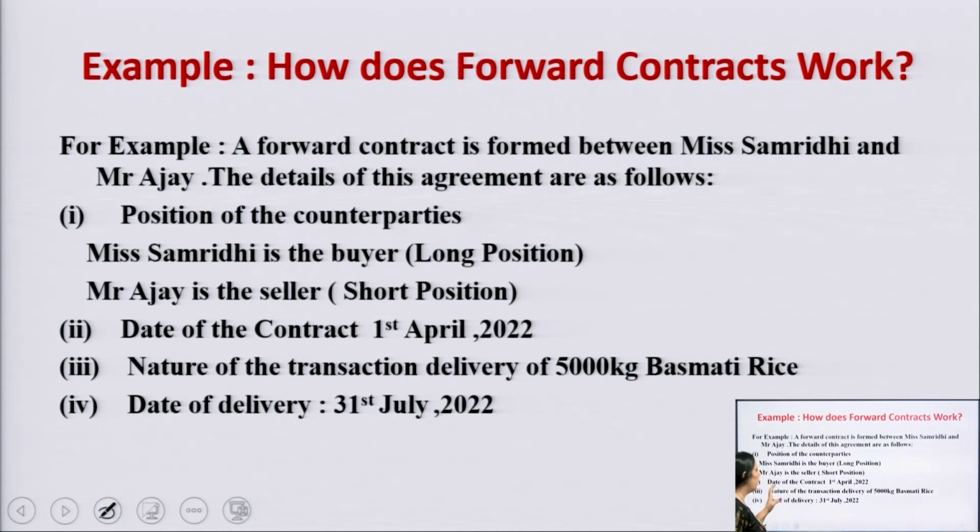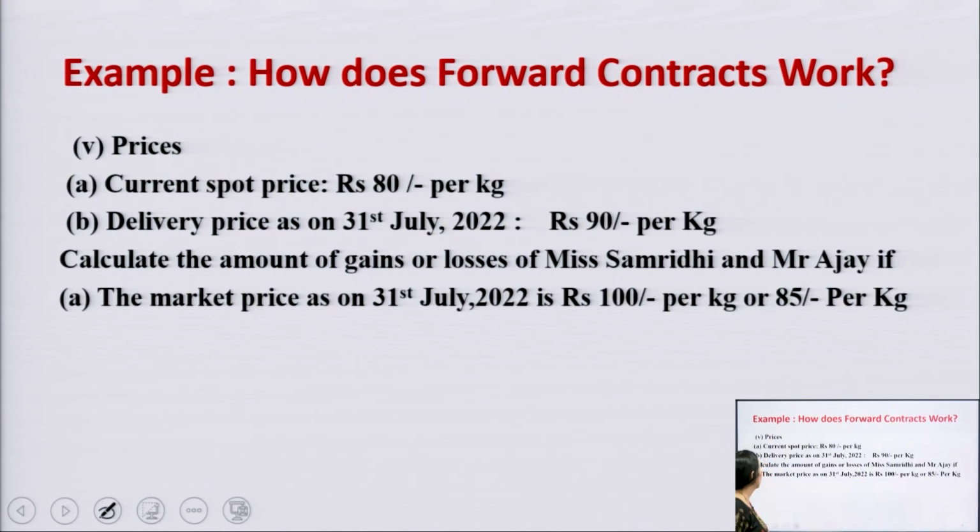Now, the date of the contract is 1st April 2022. The nature of the transaction is delivery of 5000 kg basmati rice, and the date of delivery is 31st July 2022. Now, let us discuss the price. The current spot price is rupees 80 per kg. Delivery price as on 31st July 2022 is rupees 90 per kg.